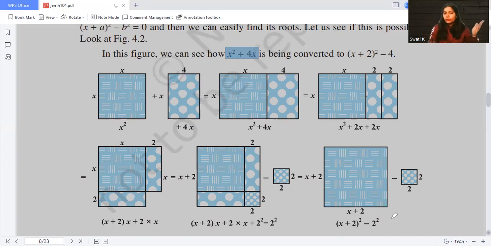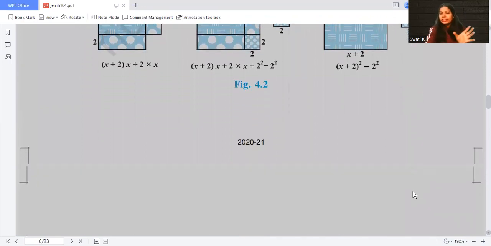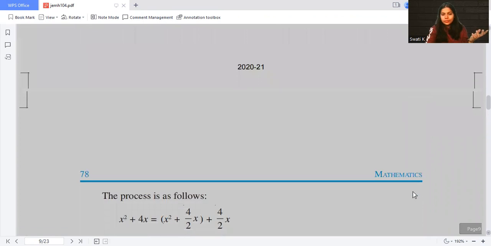Completing the square. So you cannot write down something like this, x plus 2 whole square and then minus x. No, that is not a complete square. Complete square means, if you have something like a square, every variable that you are having should come inside that square only. That will be called completing the square. So I hope you have understood how to basically convert any quadratic equation into the complete square form.